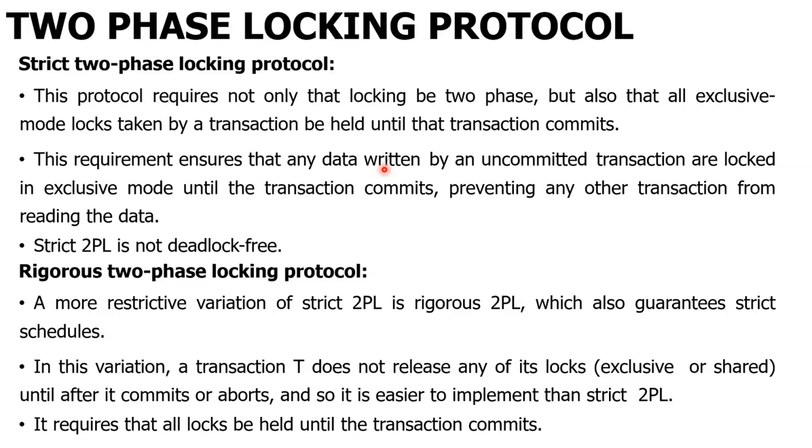Rigorous two-phase locking protocol is where the transaction T does not release any of its locks until after its commit or abort, so it is easy to implement. If I am very strict in maintaining the unreleased part, then it is easy to implement. If I am holding the locks, then I cannot continue with the next step, so you have to commit. Likewise, you are keeping something locked, and that is called rigorous locking.